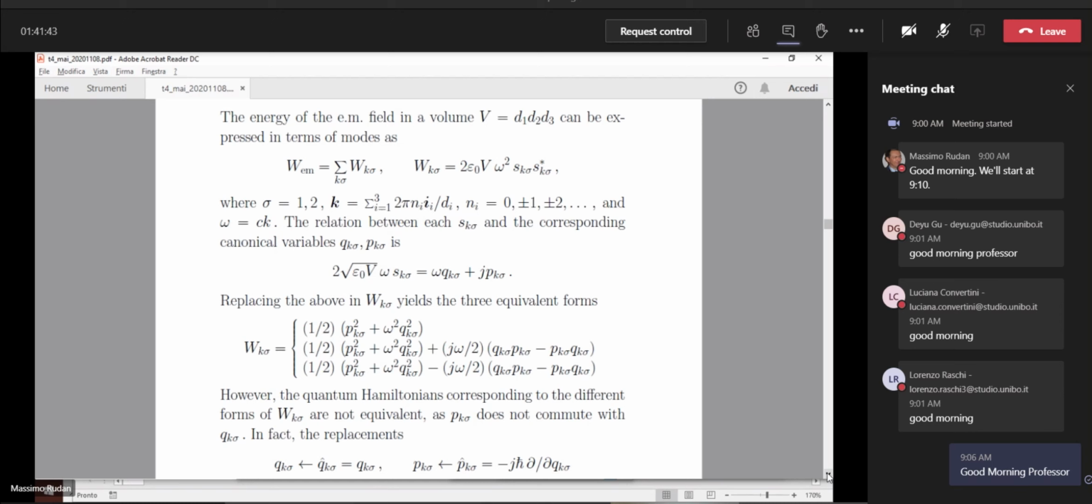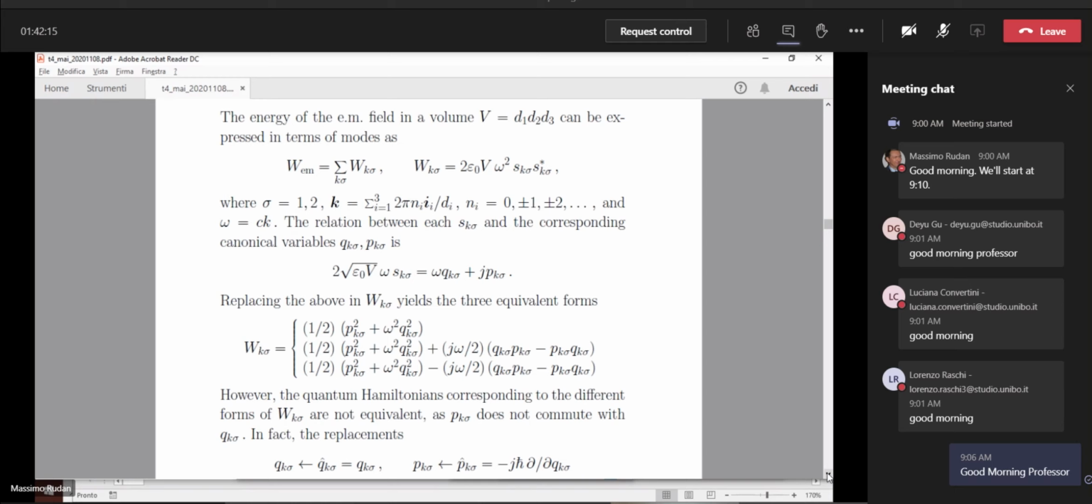So the sides of the box are D1, D2, and D3, and D1 starts from the origin and goes into the positive direction of the axis x1, and the same for D2 and D3. Obviously, the product D1, D2, D3 is the volume of the box in which we are considering the electromagnetic field.